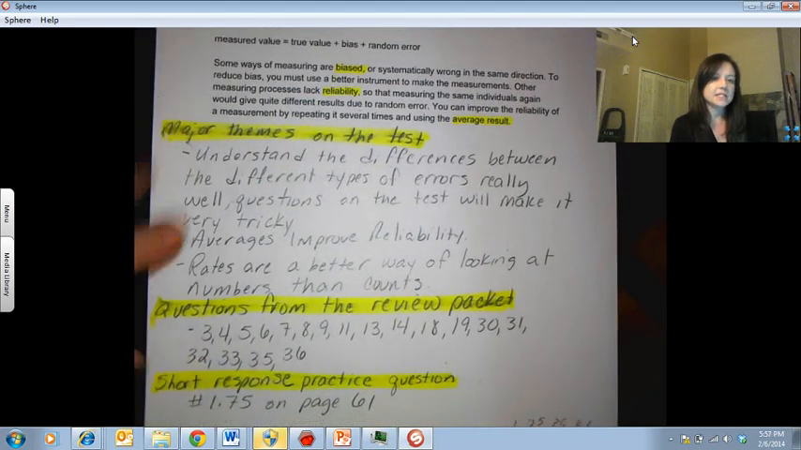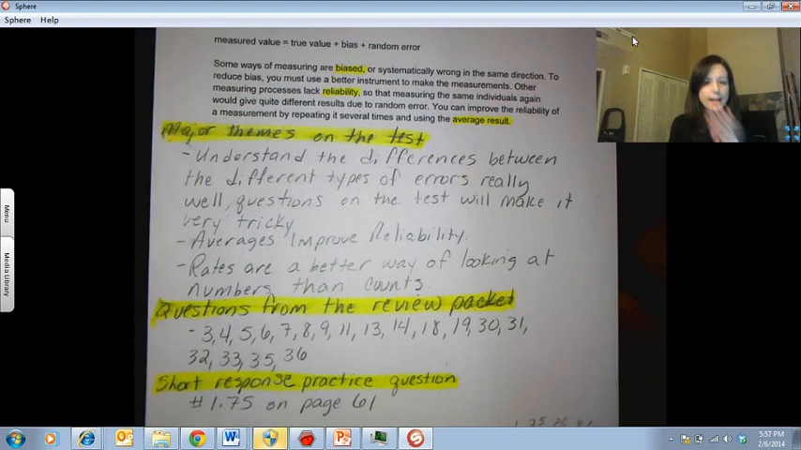Here I just did averages improve reliability. There will definitely be a question on the test about that. And also you need to know that rates are going to be a better way of looking at numbers than counts, especially if the base count is different, if you're comparing different years or different classes, things like that. You have to find the rate so you understand which one is better.